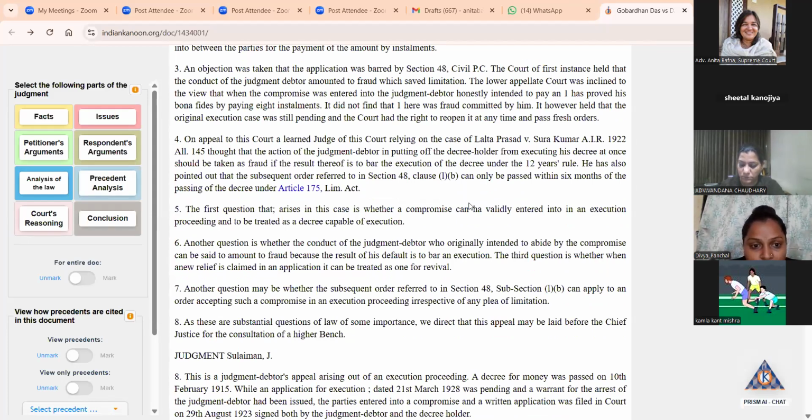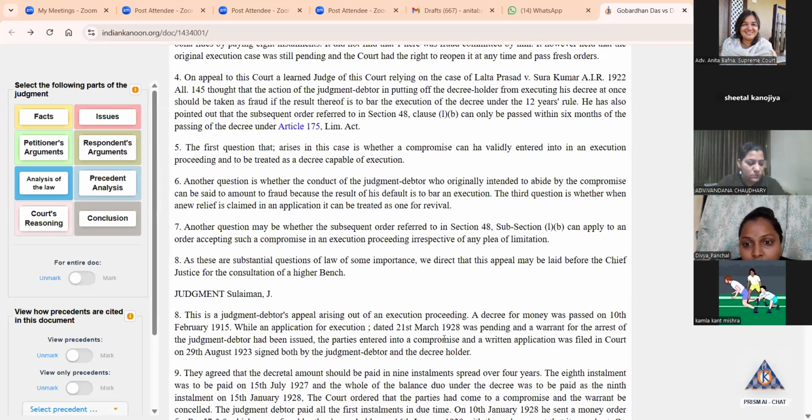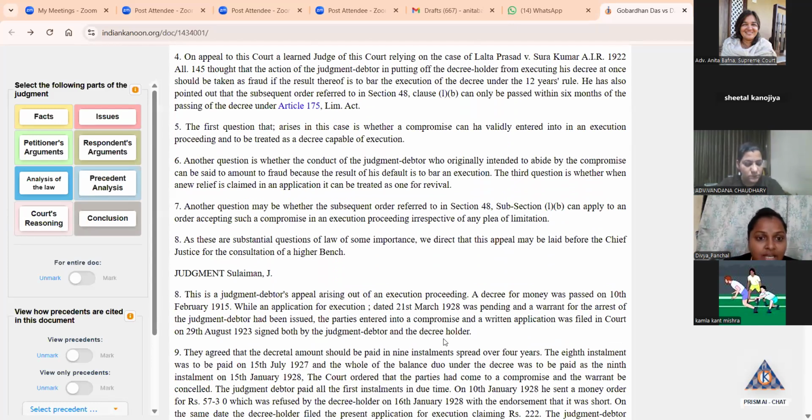The third question is whether, where a new relief is claimed in an application, it can be treated as one for revival. Another question may be whether the subsequent order referred to in section 48 subsection 1 clause B can apply to an order accepting such a compromise in an execution proceeding irrespective of any plea of limitation. As these are substantial questions of law of some importance, we direct that this appeal may be laid before the Chief Justice for the consultation of a higher bench.